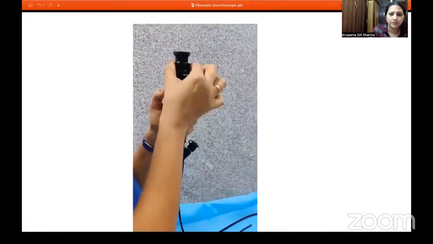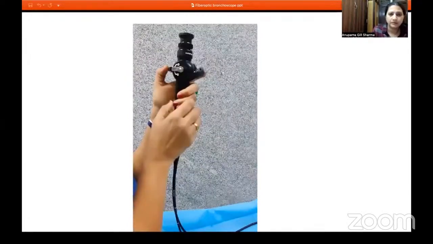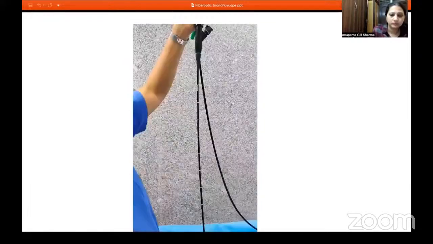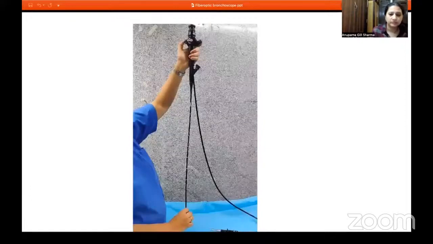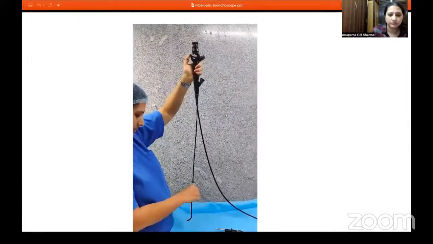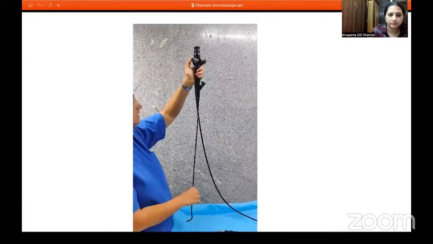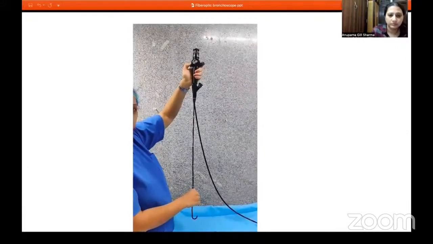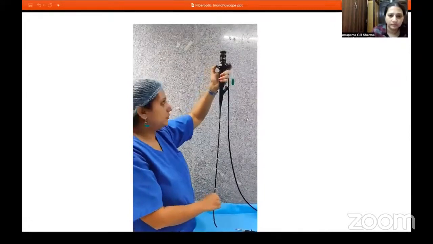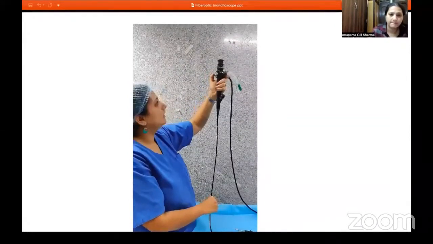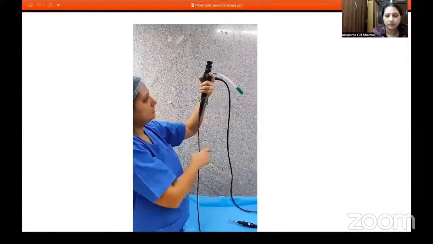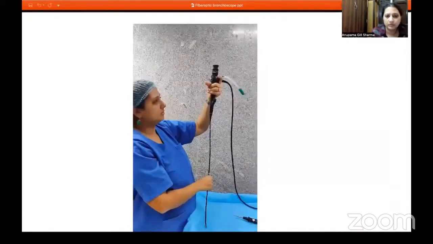This is to focus. This is the lever which controls the movement of the tip of the fiber optic. If it goes up, the movement is down. This is around 130 degrees, and the upward movement is around 180. This is the Olympus company fiber optic scope that we have. Here is the suction, which is connected over here, and the suction is done by pressing this particular port.